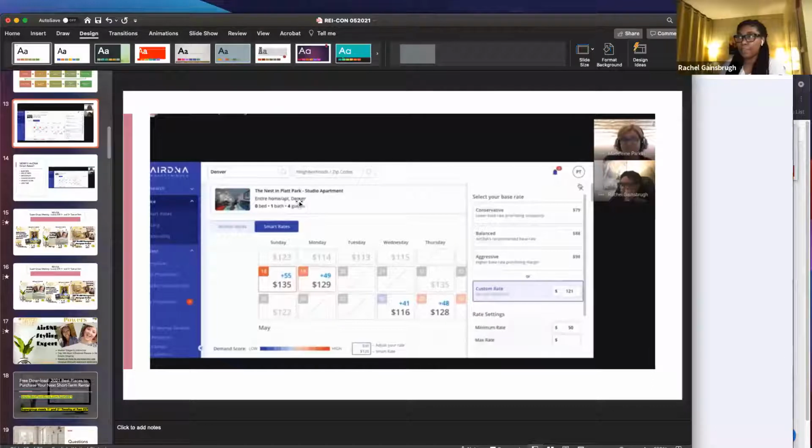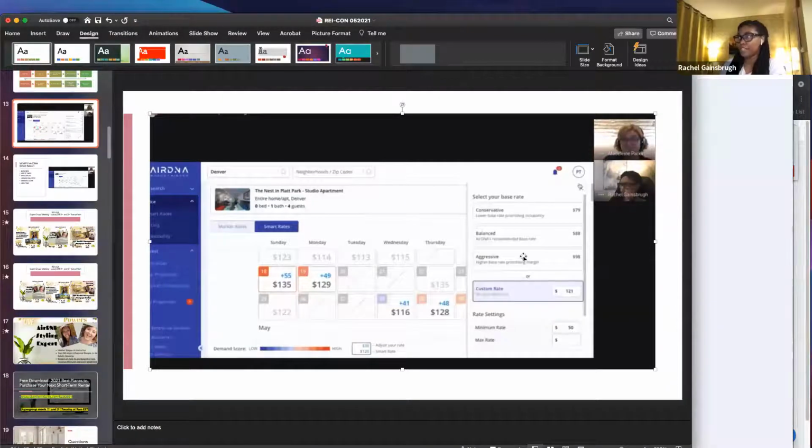And once you put in your property, and this is a property, for example, in Denver, it will provide you the recommended average daily rate for the property based on what's going on in the market. So the custom rate is listed here. You can put that in. Balanced over here, if you guys can see it, is pretty much the base rate, is my understanding based on what they're telling me. So the balanced is $88 per night. This is a studio in Denver. Conservative would be $79 per night. Aggressive would be $98 per night.